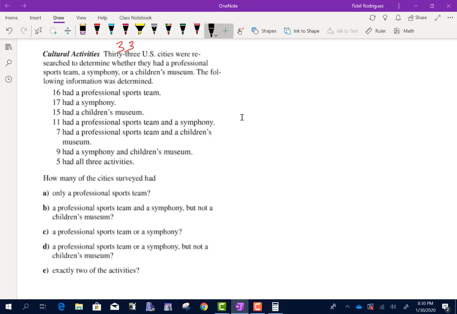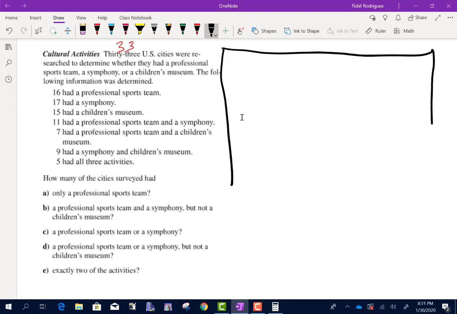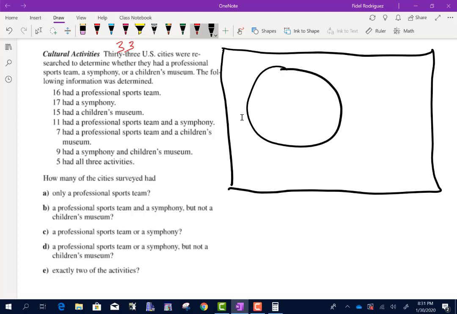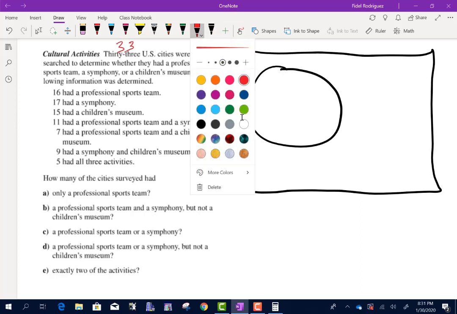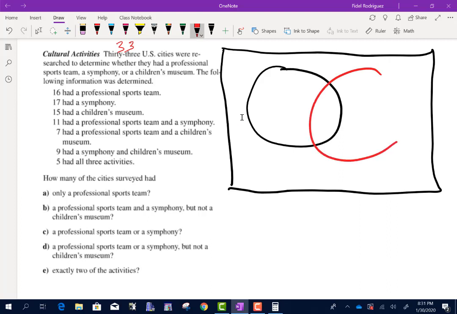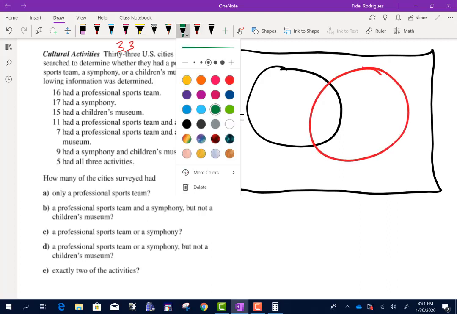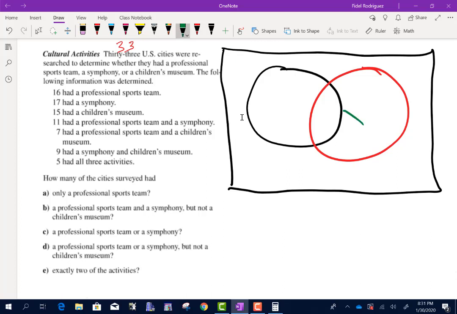Okay, so just like we did before, I'm going to draw a big rectangle. Okay, and I'm going to put one circle there, and my second circle here, good, and my third circle right there, okay. And so what do we have? We have the professional sports team, we have the symphony, and we have the museum, okay?